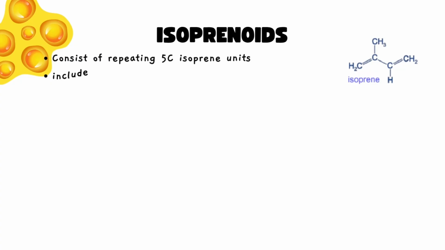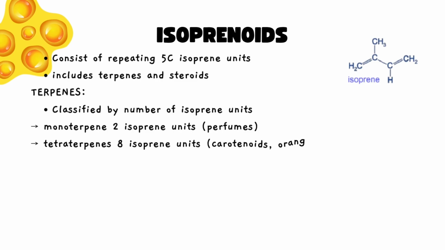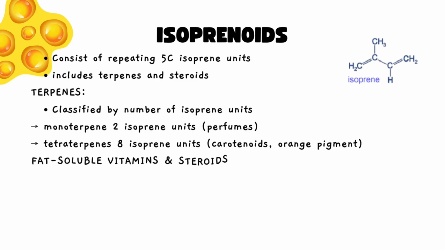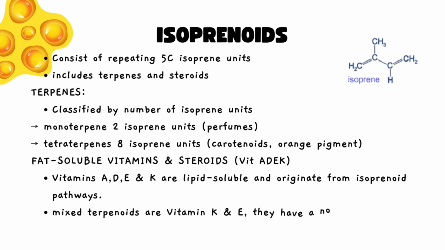So moving on to isoprenoids. Isoprenoids consist of repeating 5-carbon isoprene units. And under isoprenoids, we have terpenes and steroids. So terpenes are classified by the number of isoprene units. You could have monoterpenes and you could have tetraterpenes. Monoterpenes is when you have 2 isoprene units, and an example of that is perfumes, and tetraterpenes is when you have 8 isoprene units, and an example of that is pigments. So carotenoids. If you remember earlier on, we mentioned the function of lipids is vitamins and pigments. So carotenoids are an example of those pigments, and they are tetraterpenes under isoprenoids.